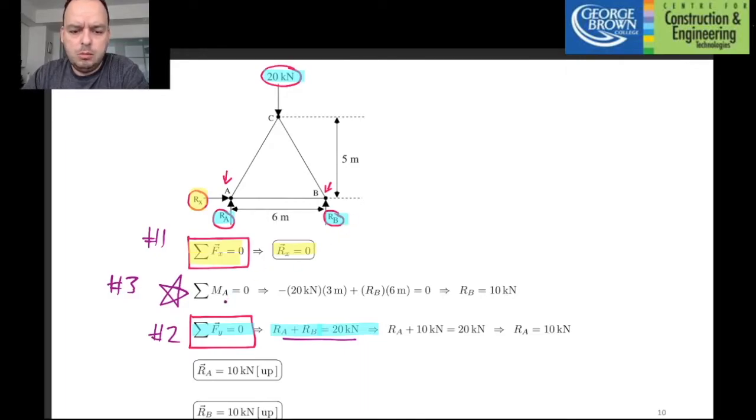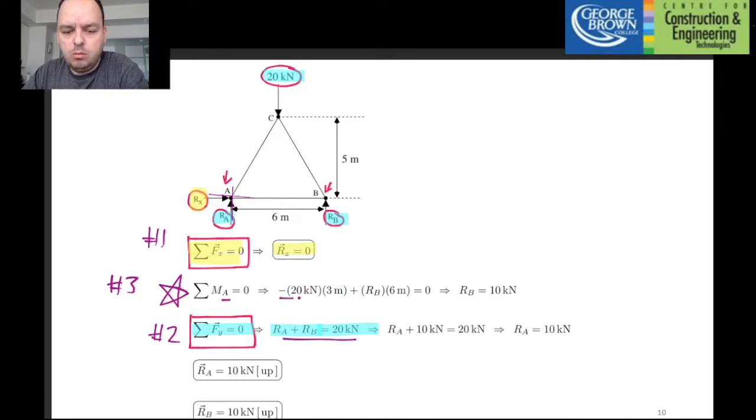I chose the moment about A. You could choose A, B, or C. It really doesn't matter which you choose. However, if you choose wisely, it's less work. And the reason I chose A is because there's two forces that are going through A. That means that the moments of those two forces about A is 0 because their lines of action are going right through A. So when we look at the net moment about A, we only have two terms.